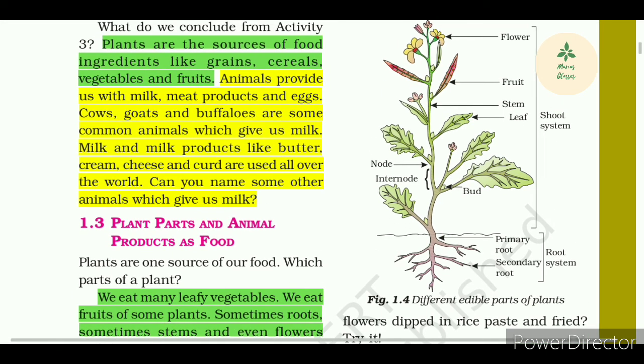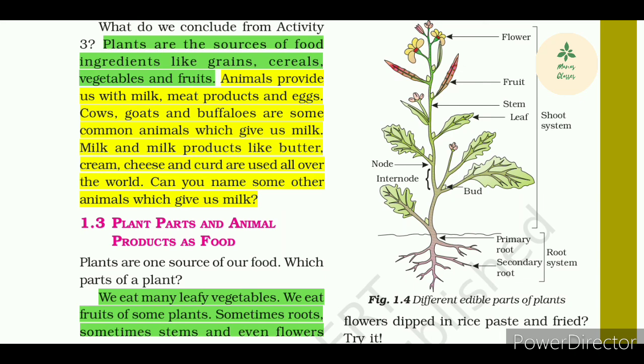On the right side, look at figure 1.4, different edible parts of plants. Observe the figure. There is a root system and a shoot system. In the shoot system there are flower, fruit, stem, leaf, node, internode and bud. And there are mainly two types of root, primary root and secondary root. Secondary roots come from primary roots. Look at that root system.